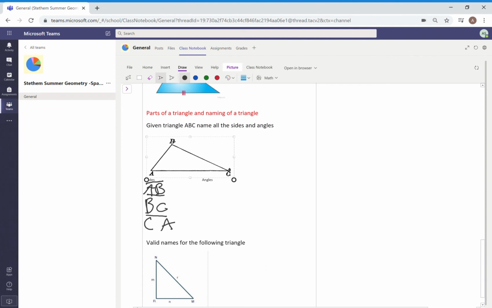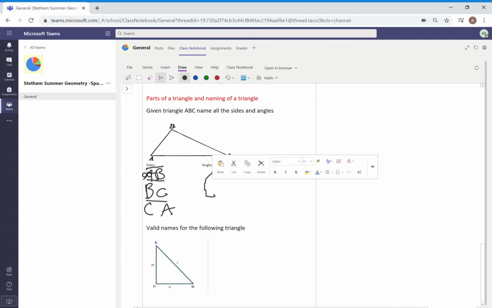The other thing you're going to have to recognize is angle names. Again, pretty simple. You put this little angle mark in front, and then you pick one of the letters. So I put my angle mark, angle A. Put the angle mark, angle B, and then angle C. So you have these sort of piecing together of the information.